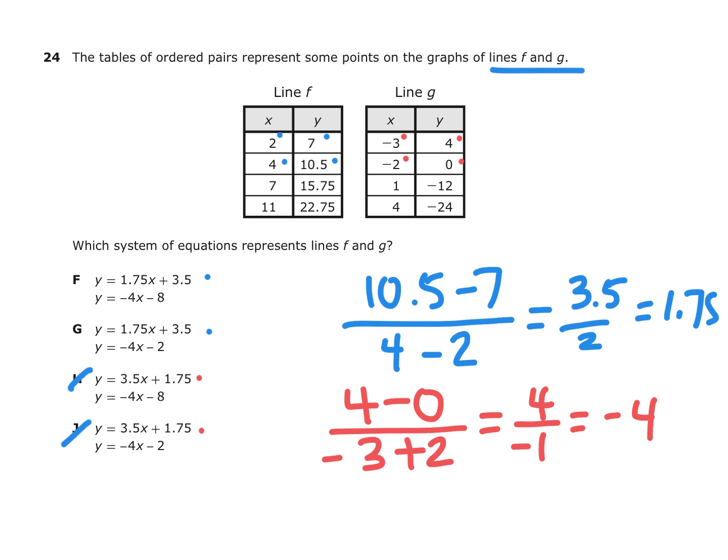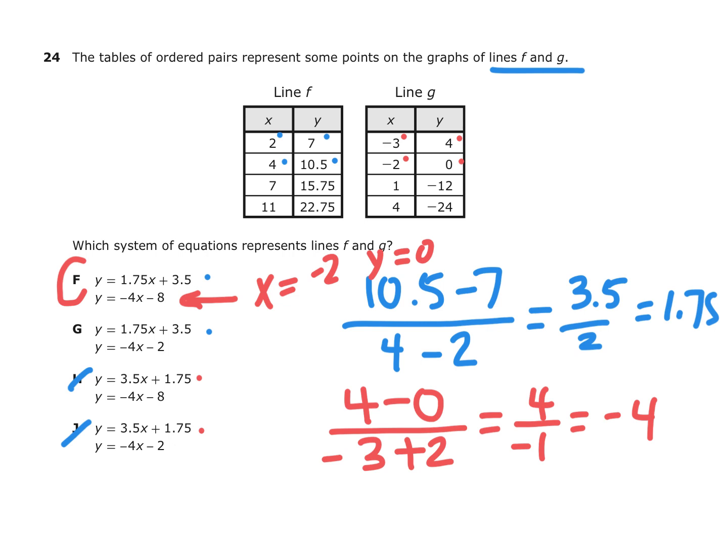So is it F or G? Well, if x is negative 2, y is 0. So if I substitute into this one, if x equals negative 2, y is 0, and see if it checks. Negative 4 times negative 2 is 8, and 8 minus 8 is 0. So this one checks out, so the answer should be F.